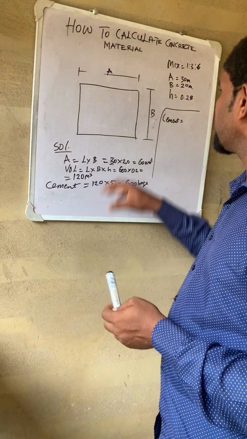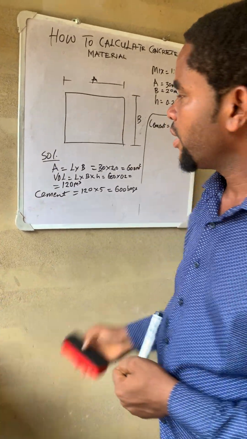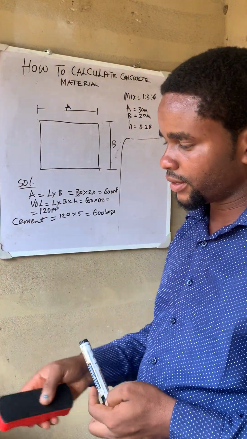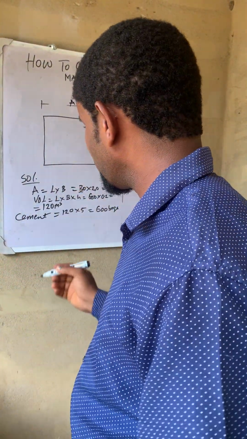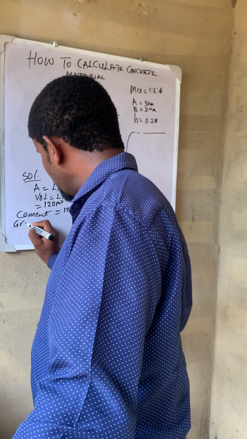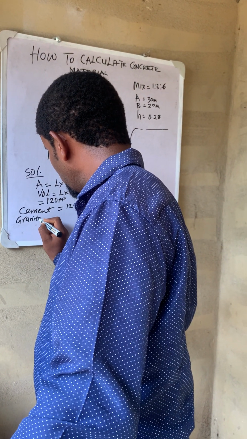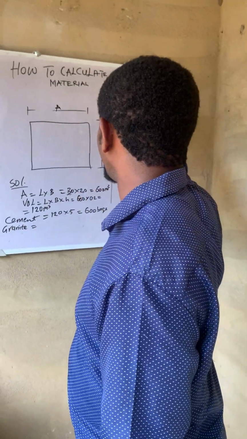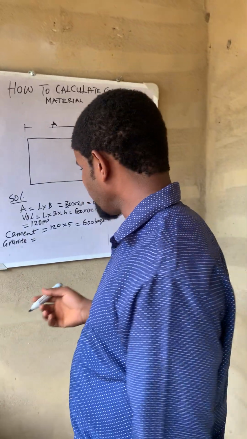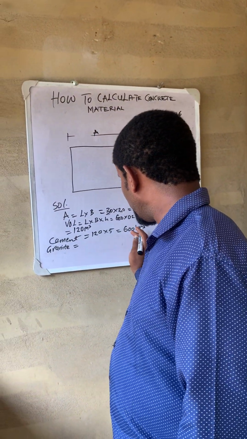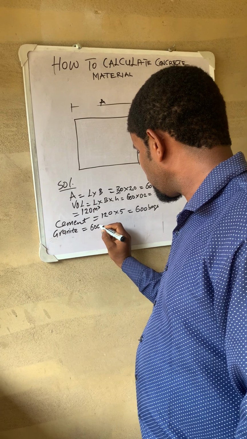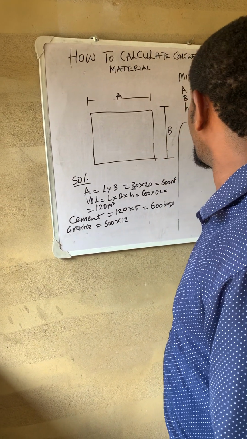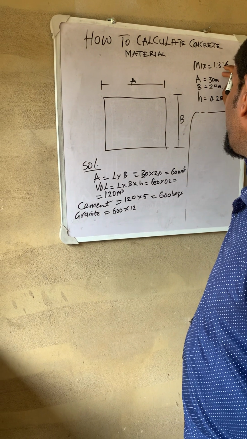So now let's look at granite. The ratio of 136 will give us 1 bag to 12 head pan of granite. So we have 600 bags multiplied by 12. Remember, this is 136, so 6. This is for head pan measurement.